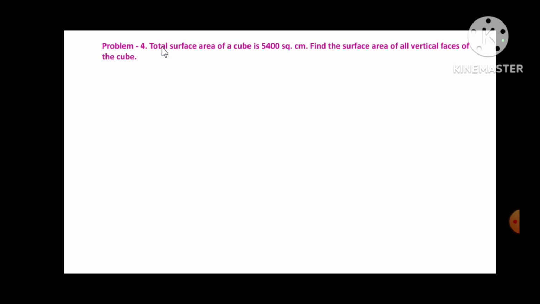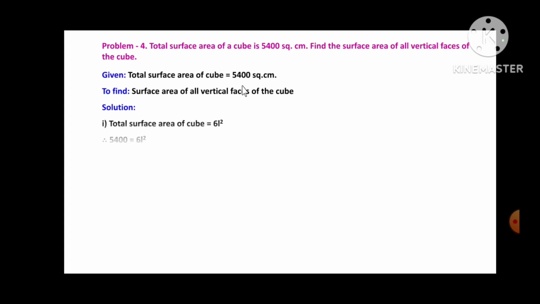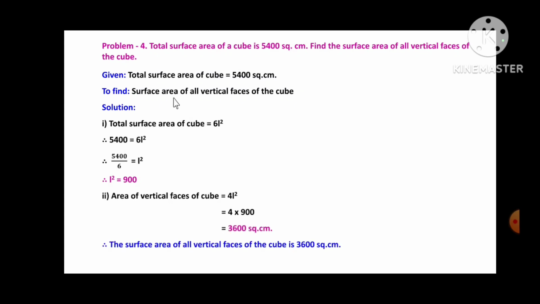Now we'll turn to problem number 4. The total surface area of the cube is 5400 square centimeter and we have to calculate the surface area of all vertical faces of the cube. Friends, here given that total surface area of the cube is 5400 square centimeter, we have to calculate the surface area of all vertical faces of this cube.